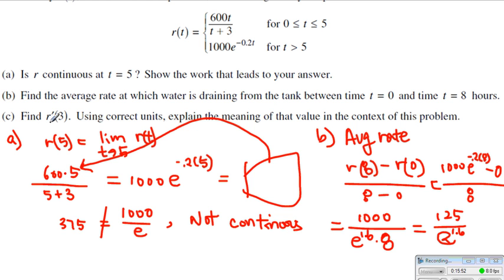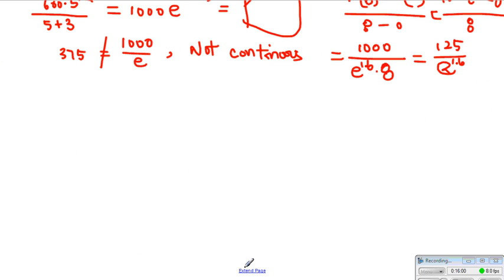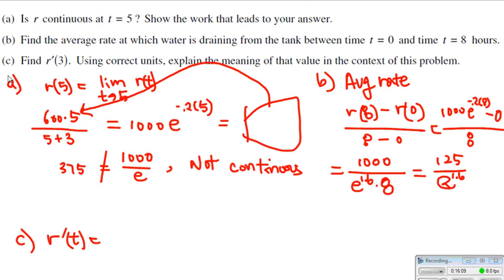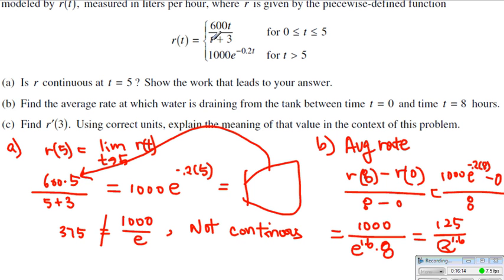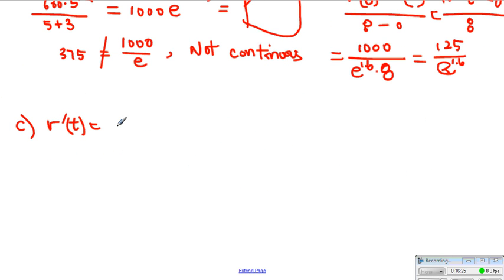We want to find the derivative when t is equal to 3. R prime of t in this case will be equal to, we have to take the derivative of each case. Actually, we have to worry about the first one, not the second one, because 3 is within this domain. So let us find the derivative of the first one, 600t over t plus 3.